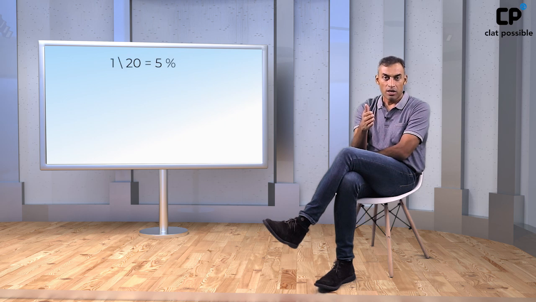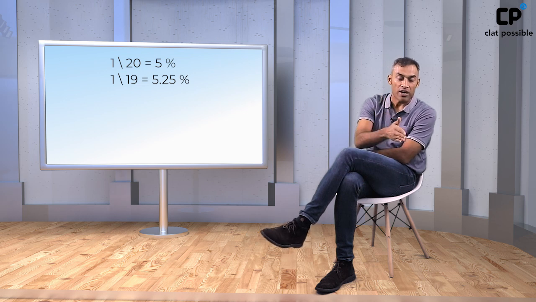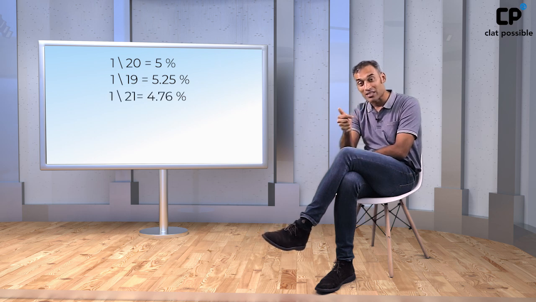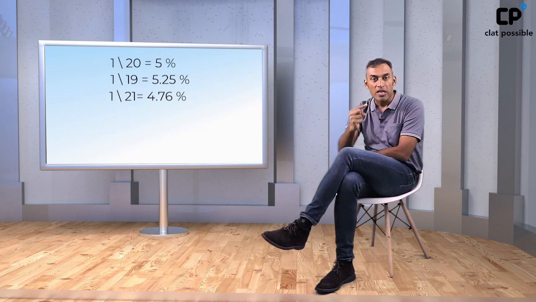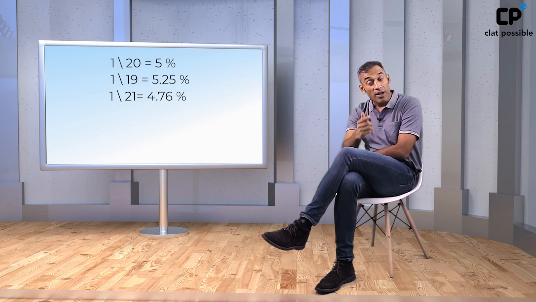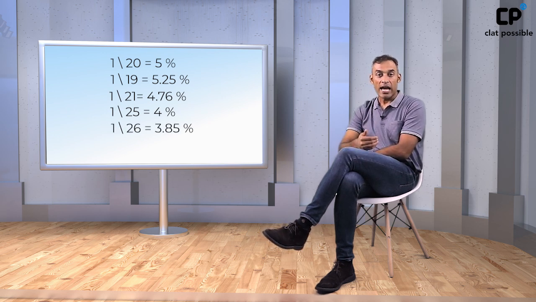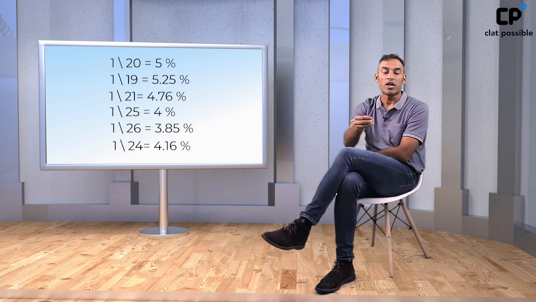1 by 20 is 5%. 1 by 19 is 5.75, actually 5.76, but just to remember, 1 by 19 is 5.25, 1 by 20 is 5%, and 1 by 21 is 4.76. Actually, you just remember it as 4.75. So a plus 0.25 and a negative 0.25. Similarly, 1 by 25 is 4%. And 1 by 26 is 3.85%. And 1 by 24 is 4.16. You can remember it as 4.15%.